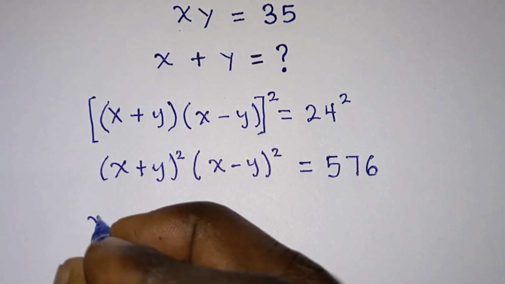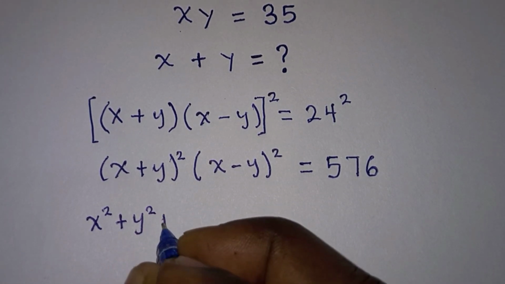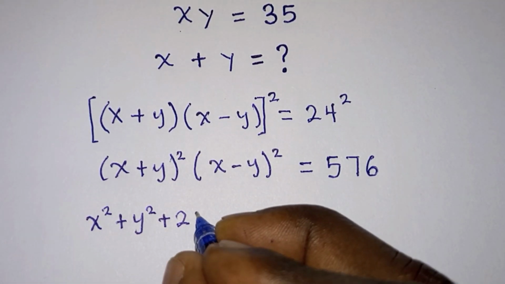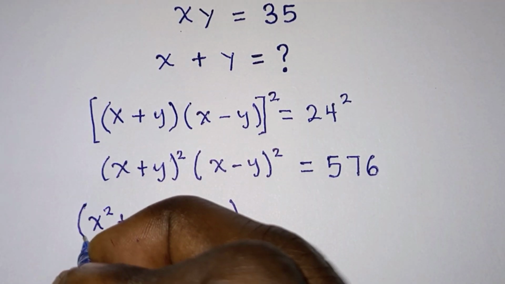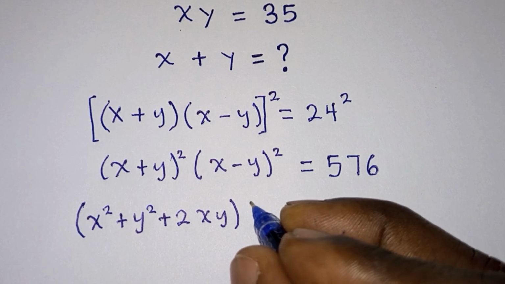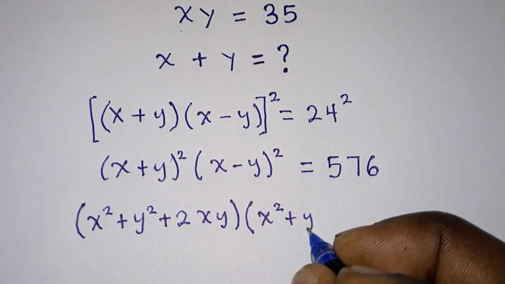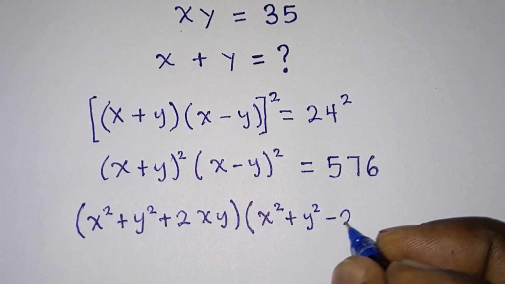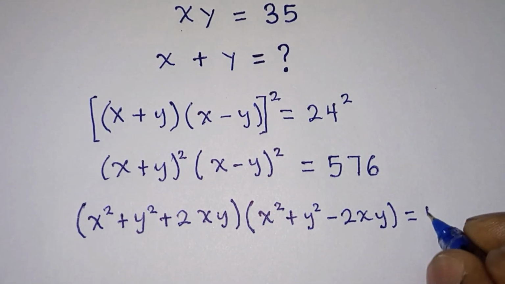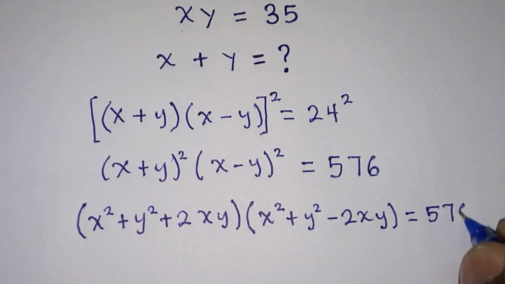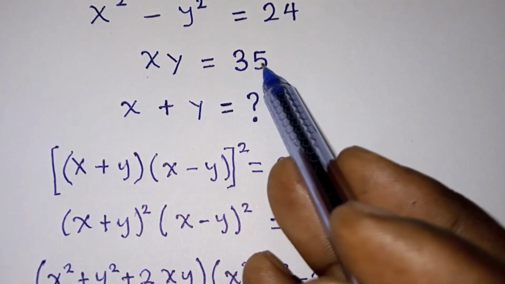Now let's expand this first factor. We're going to be getting x squared plus y squared plus 2 times xy. That is the first one. Then here we're going to be getting x squared plus y squared minus 2 times xy. And this is equal to 576.